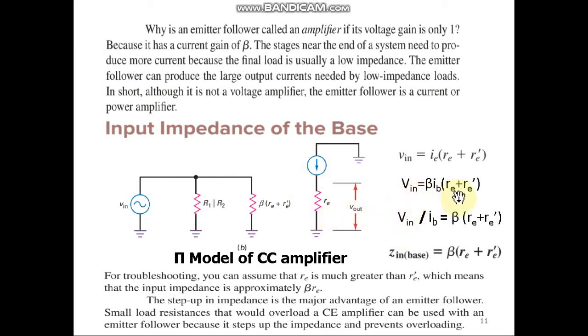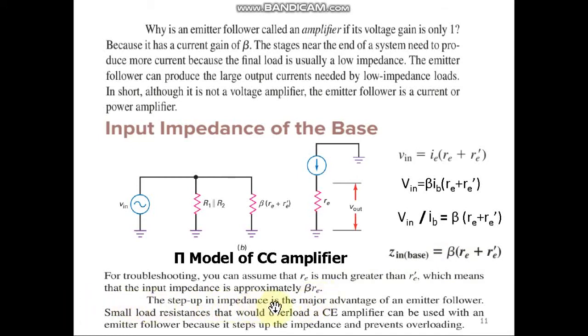So from this equation, if we bring IB down, then V in by IB is equal to beta times (RE plus re dash). So input voltage upon input current will give you the input impedance for the base, that is Z in base, which will be beta (RE plus re dash). For troubleshooting, you can assume that RE is much greater than re dash, which means the input impedance is approximately beta RE, because this re dash is very small compared to RE. So we can ignore re dash and Z in base will be almost equal to beta RE.